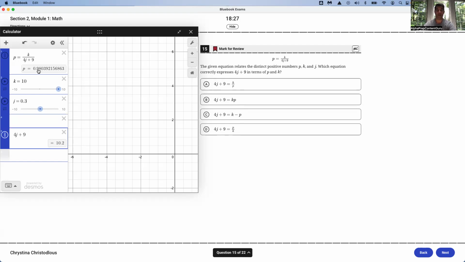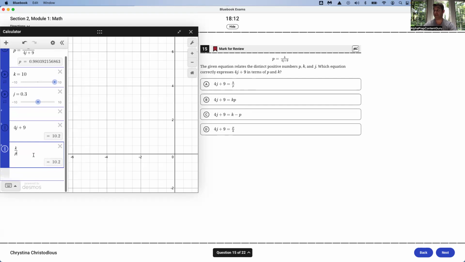So when P equals 0.98 and K equals 10 and J equals 0.3, 4J plus 9 equals 10.2. And all of these values are the same values as K and P up top. So here I go, answer choice A, K divided by P. It is indeed 10.2. It looks like A is the answer.